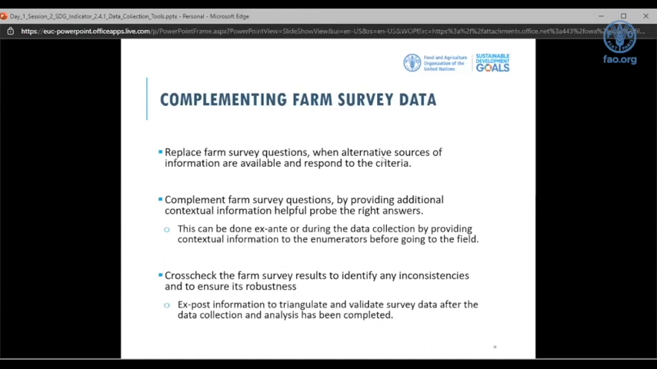In any case, it is recommended that countries complement the farm survey questions with information from monitoring systems that can measure the impact of agriculture on the environment, that is soil, water, fertilizer, pesticides, biodiversity, and on health, such as pesticide residues in food and human bodies. This will provide additional information and help cross-check, again, the robustness of SDG 2.4.1 results with regard to the environmental dimension of sustainability.